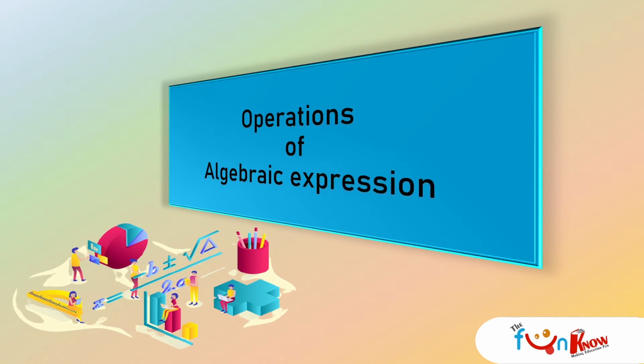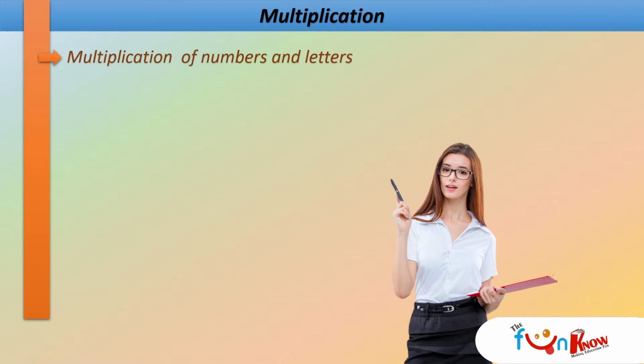Today we are going to learn operations of algebraic expression. Let us see how multiplication works in algebraic expression. Multiplication of numbers and letters. 2 into a is known as 2a. 5 into a is known as 5a. 9 into r square will be known as 9r square.